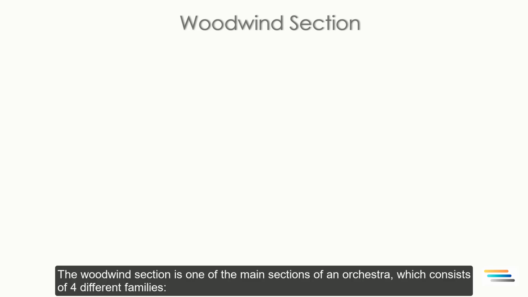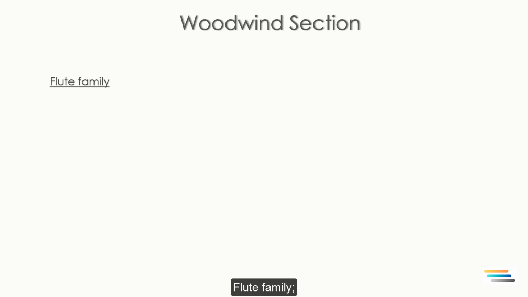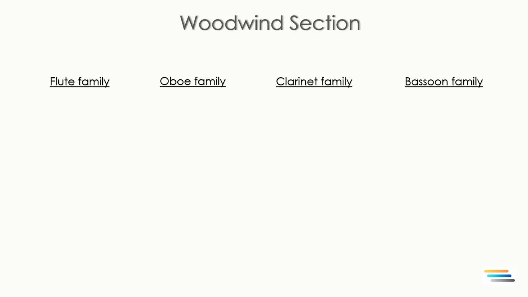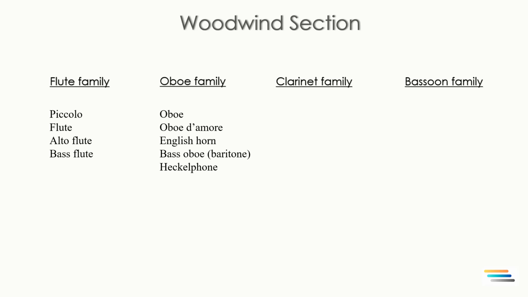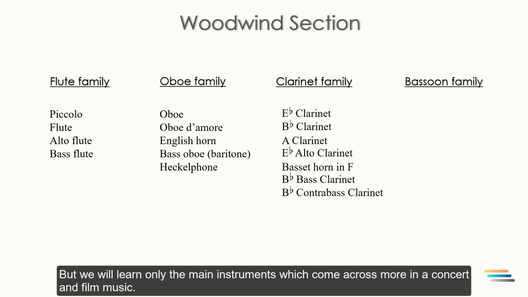Let's start. The woodwind section is one of the main sections of an orchestra, which consists of 4 different families: flute family, oboe family, clarinet family, and the bassoon family. Each family includes a lot of instruments in itself, but we will learn only the main instruments which come across more in concert and film music.